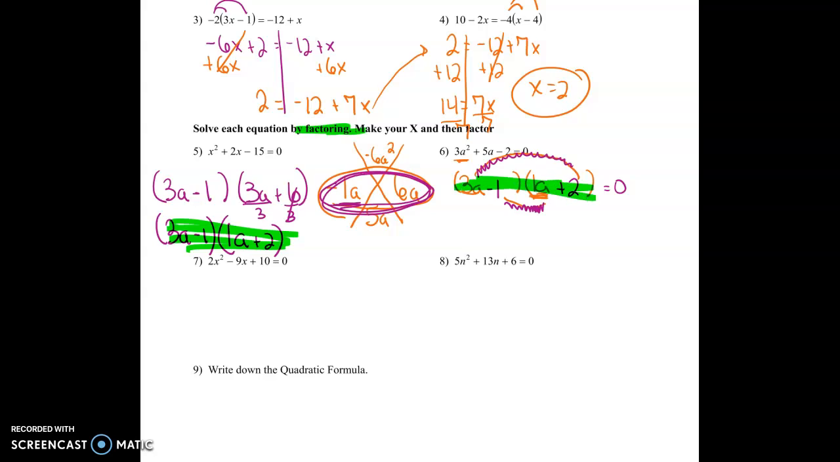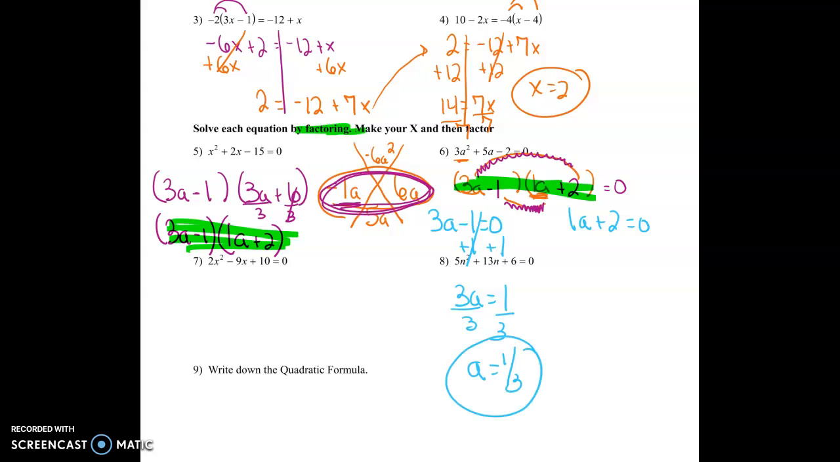Now remember, we are solving, so that means we do have to set each parentheses equal to 0, and now isolate x. So in my first set, I'm going to add 1. That's going to give me 3a equals 1, and then I'm going to divide by 3, and my first answer is 1/3. And then in the other one, I'm going to subtract the 2. And then if you left the 1 there, then I would divide by 1, and my a is going to be -2. So that is how you get through 5 through 8.